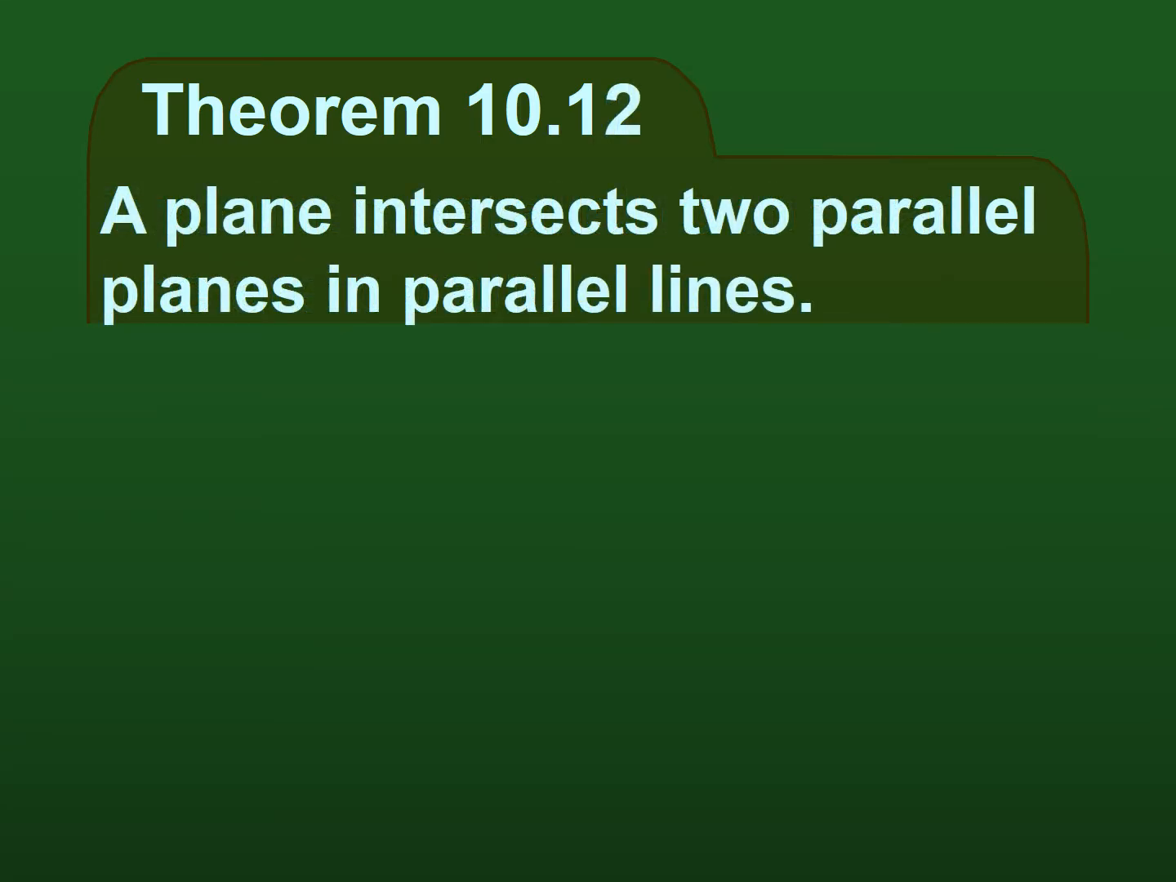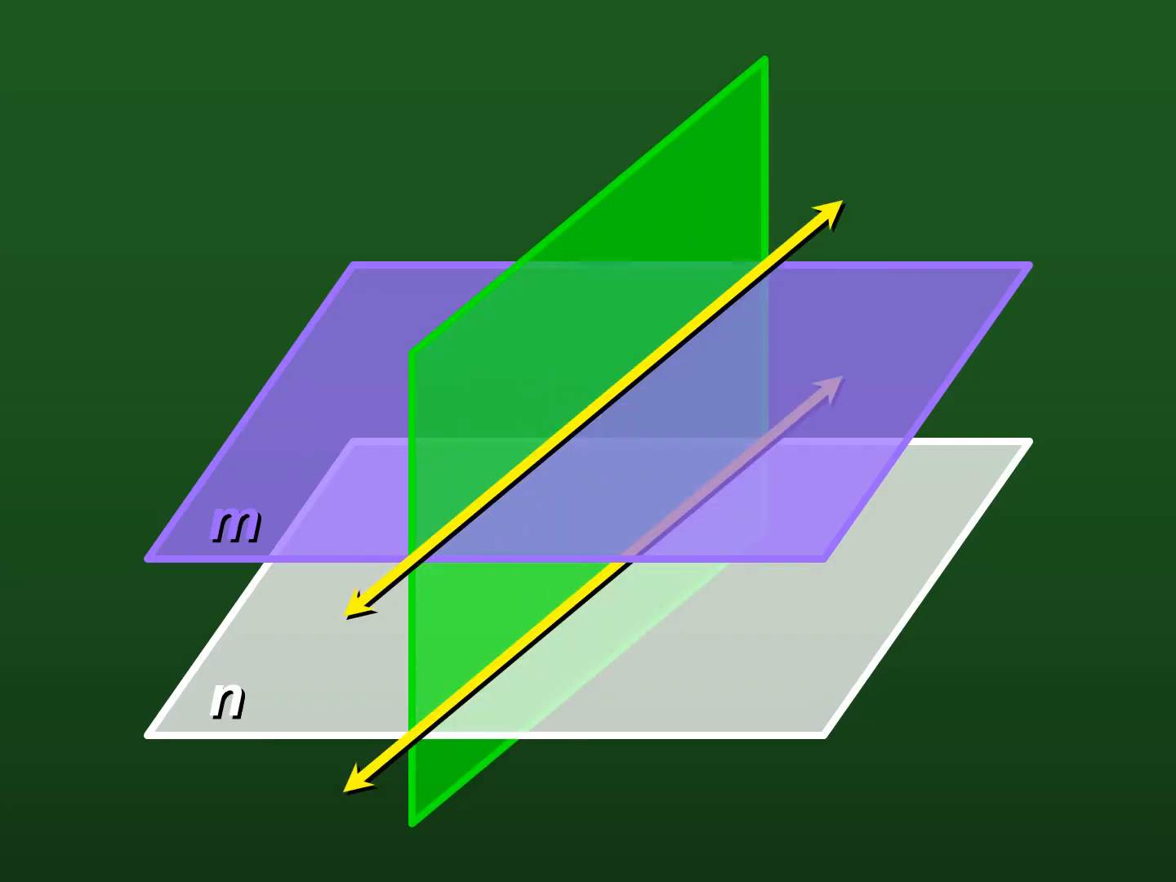Our next theorem says that a plane intersects two parallel planes in parallel lines. So here's a picture. Here's plane M and plane N. Notice that they're parallel. And then you have a third plane, this green plane, that's intersecting these two parallel planes. And when it intersects these two parallel planes, it's going to create two parallel lines.